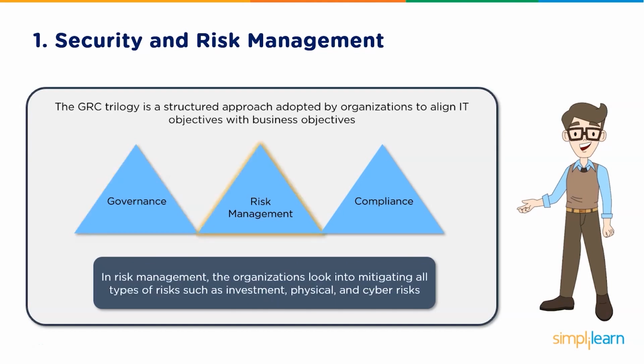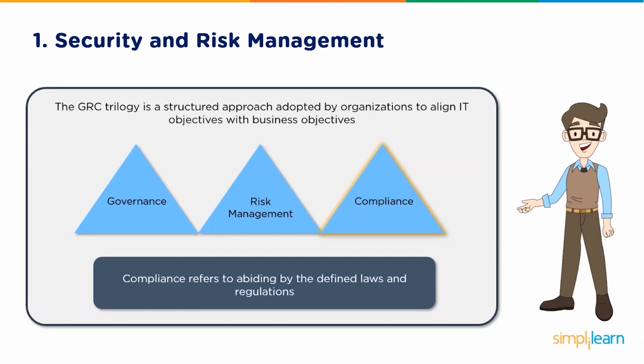Next up, we have risk management. Here, the organization looks into mitigating all types of risks such as investment, physical, and cyber risks. Finally, we have compliance. As discussed previously, compliance refers to abiding by the defined laws and regulations.